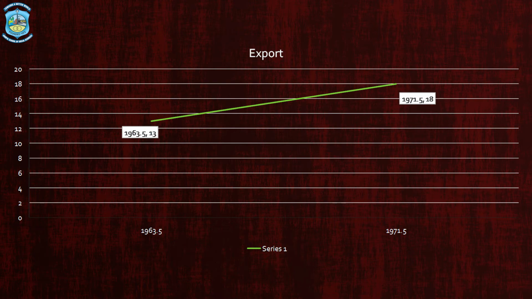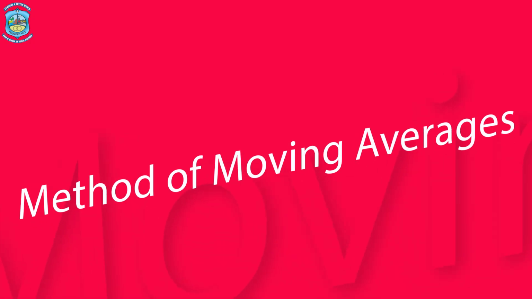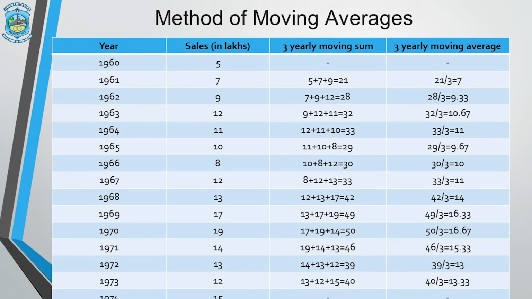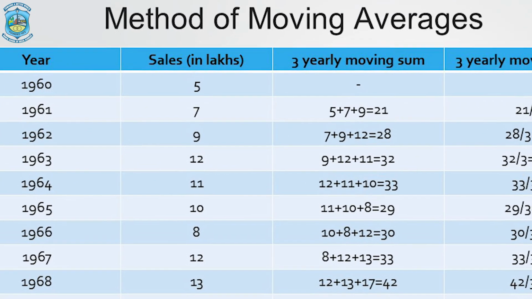In the method of moving averages, what we do is we compute moving sum of 3 or 5 years, whichever is required. We compute moving averages corresponding to time units, and then we plot the graph between time and moving average values to obtain the trend line. Let us go through this example now. Here you have year and sales in lakhs. The first point is to go ahead and calculate the 3-yearly moving sum.